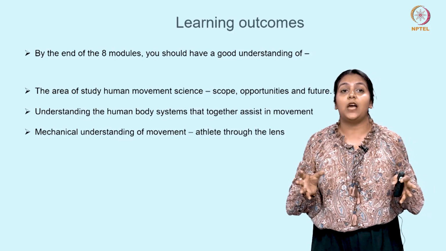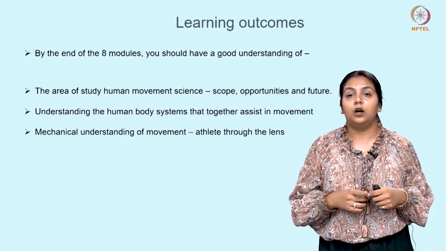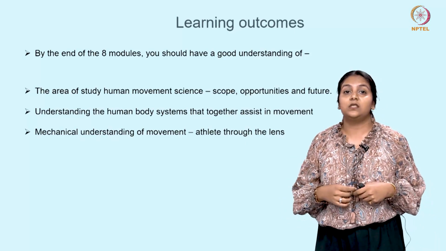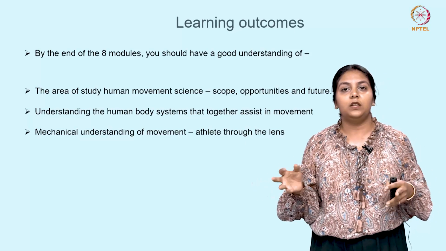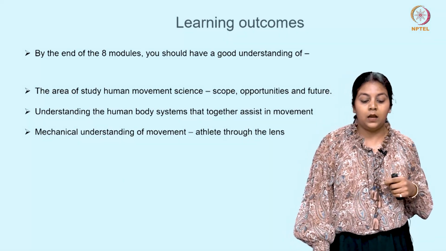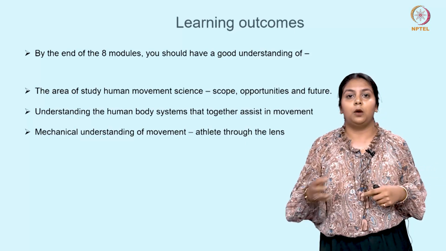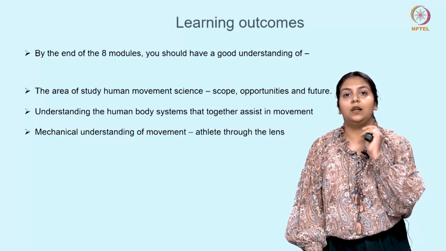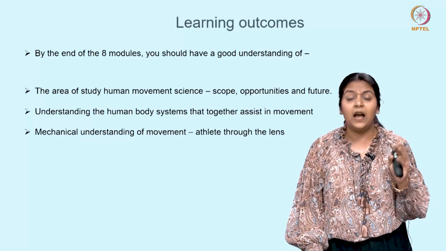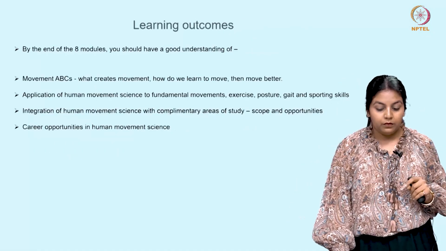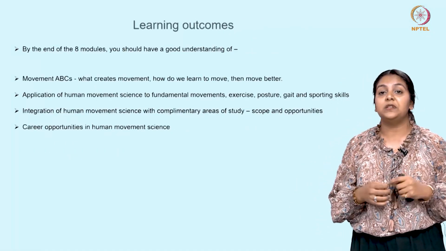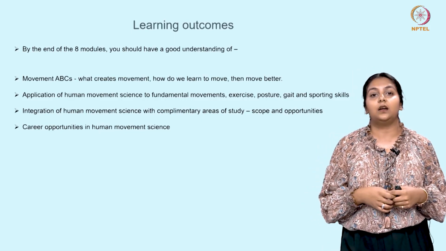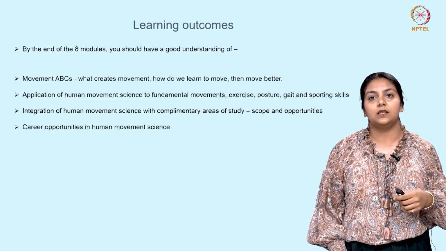So the learning outcomes, just to have a quick summary of what we spoke about: by the end of 8 modules, you should have a good understanding of the area of study, human movement science, its scope, potential and future. Also understand the human body systems that govern movement, that make movement happen, and a mechanical understanding of movement, where we talk about biomechanics and the biomechanical patterns, looking at the athlete through the mechanical lens. We'll also be looking at integration of human movement science. Hopefully you'll have a good idea of the area of study, scope and opportunities, and career opportunities in human movement science as well.